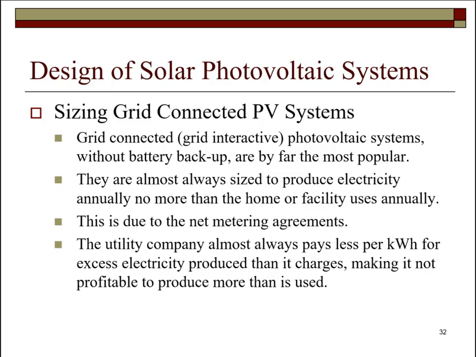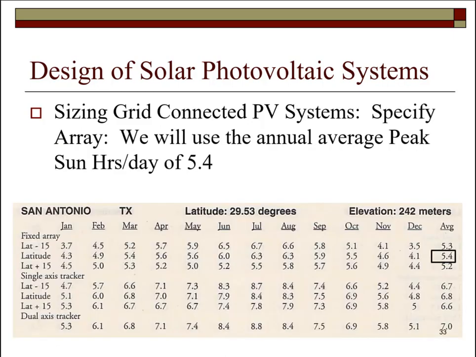Let's now design the required number of modules for a grid-connected system. We do not need to consider a critical month when we design the array for a grid-connected system. Usually, a grid-connected system is designed to produce no more annually than your annual electric use of the home. This is stated here. Looking at the peak sun hours on this table, we can see the monthly average peak sun hours is 5.4. We will use this value to design our grid-connected array.